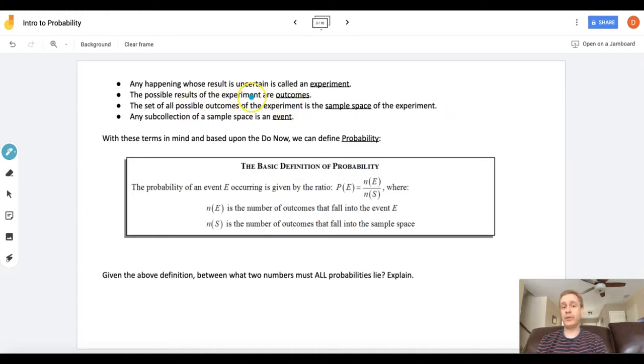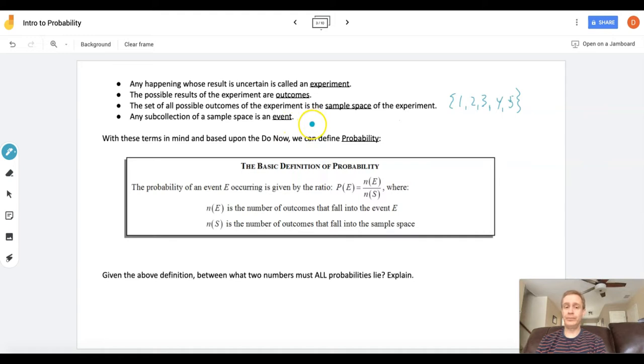The possible results of the experiment are the outcomes. So in our spinning of the wheel, the numbers 1, 2, 3, all those numbers would be considered outcomes. The set of all possible outcomes of the experiment is a sample space. So in our spinning of the wheel, all the outcomes, 1, 2, 3, 4, and 5, would be considered our sample space. And then any subcollection of a sample space is an event.